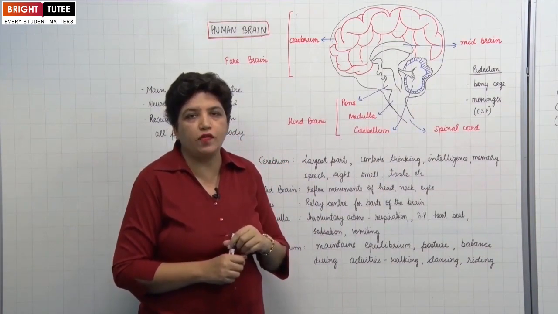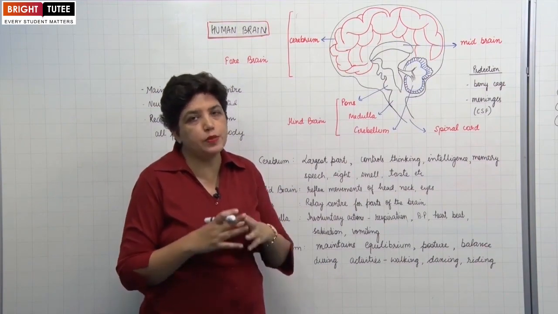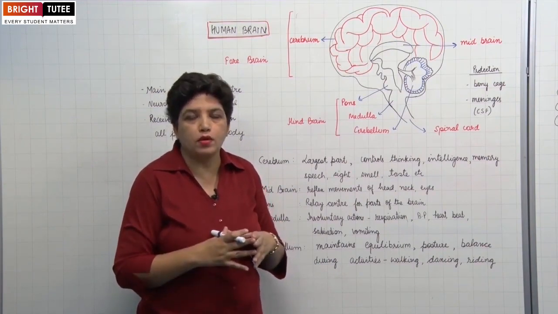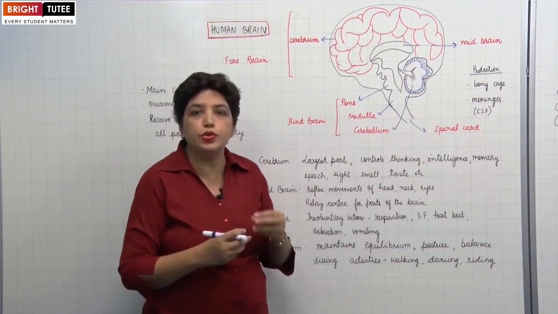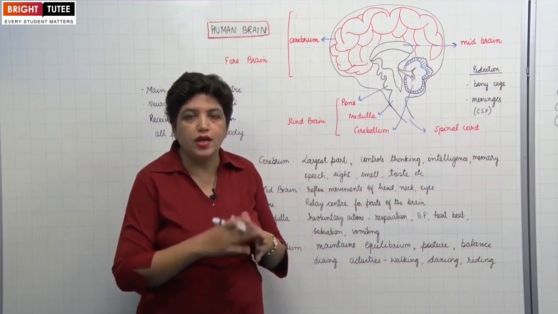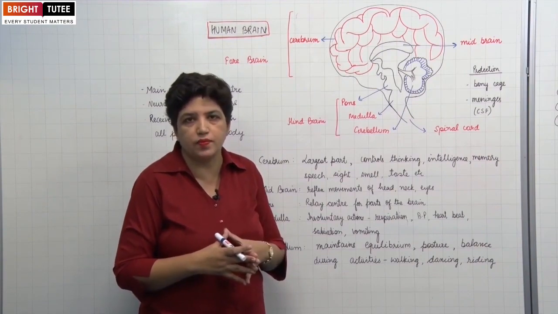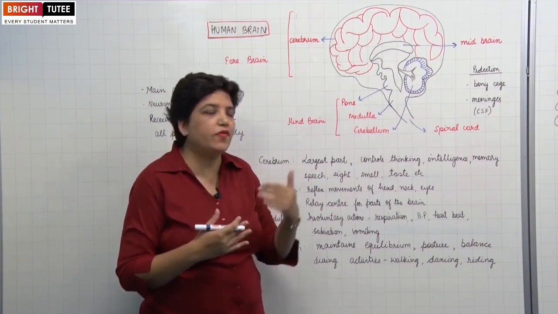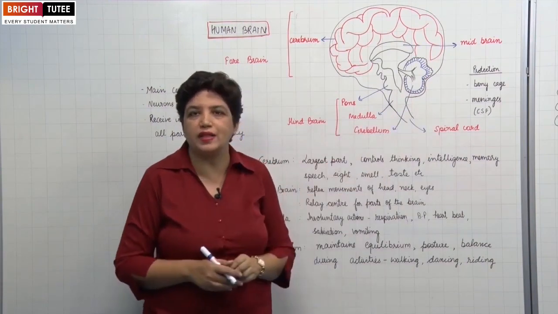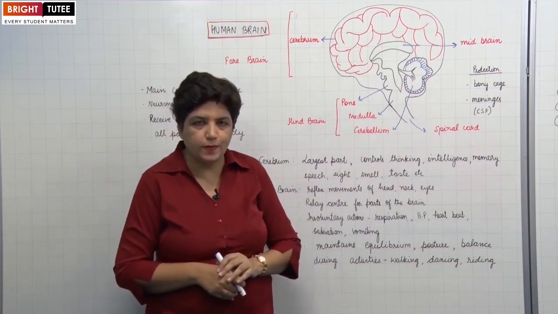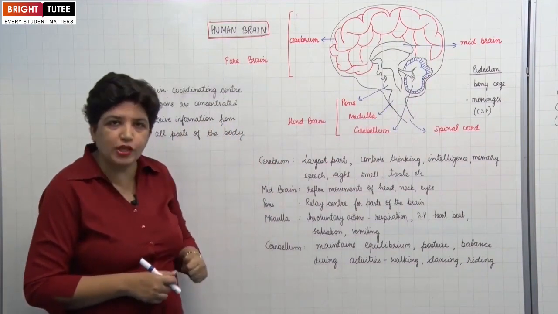This cerebrospinal fluid protects the brain and spinal cord from shock. It contains nutrients and oxygen, and it prevents the entry of germs or pathogens into the central nervous system. So the brain is protected by the bone cage as well as by this cerebrospinal fluid. Now let us study the functions of each part.